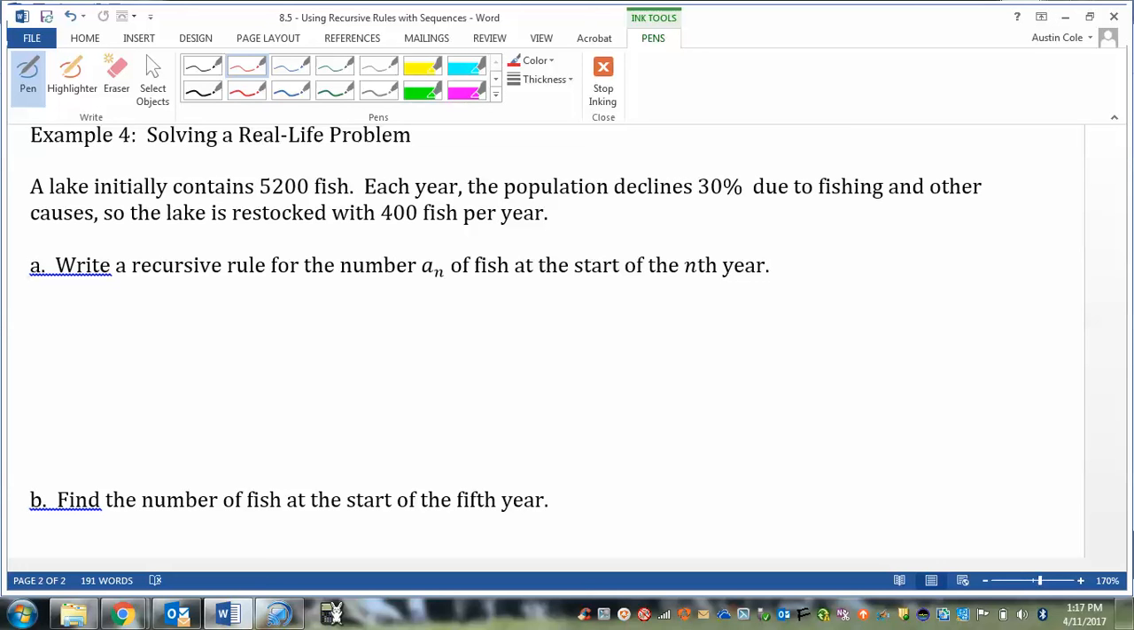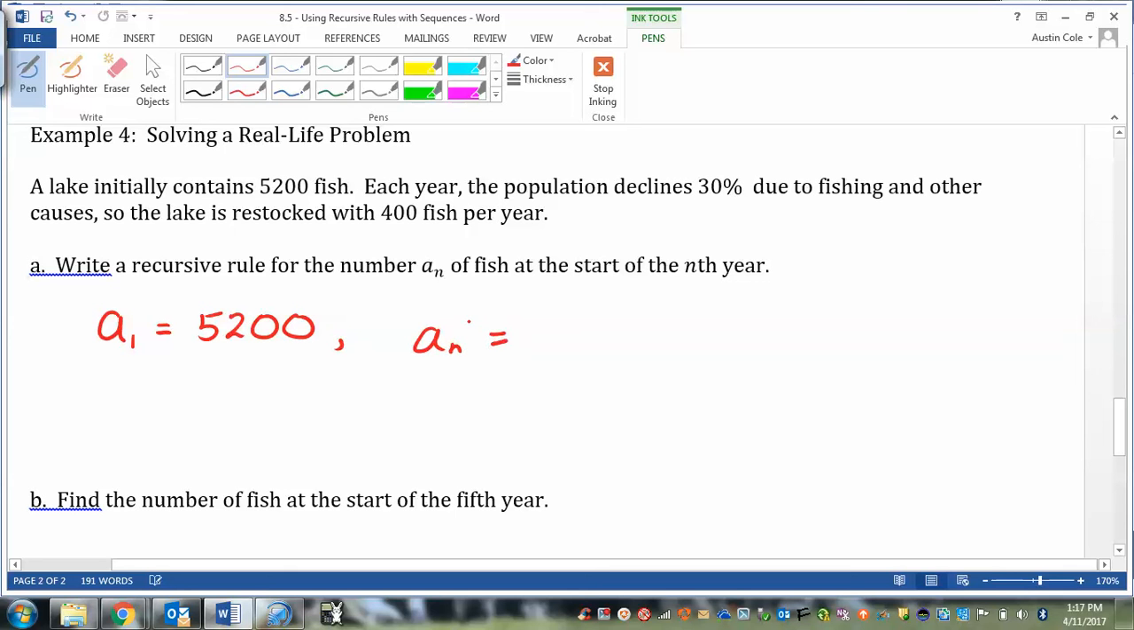Okay, it says a recursive rule. So if it's recursive, I better identify what a sub 1 is. What is it? Yeah, that's the amount of fish in the first year. 5,200. Now, a sub n. How are we going to write this?